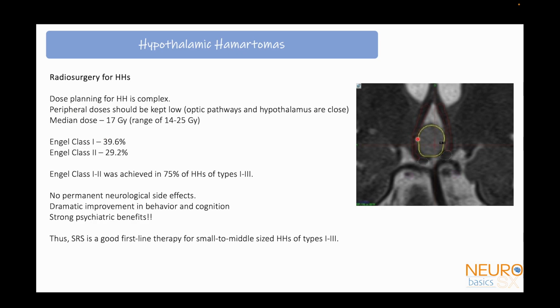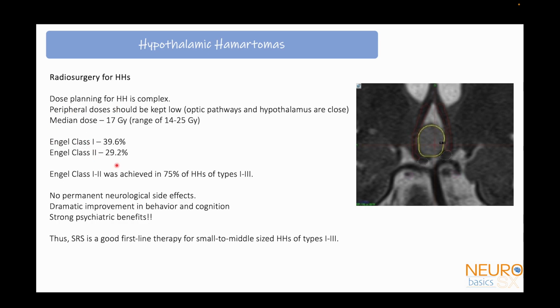Now, it is important to remember that these are near structures which are very fragile. So, there is the optic apparatus right there, and there's the hypothalamus right there. So dose planning for a hypothalamic hamartoma can be quite complex. The peripheral doses should be kept low. So usually the median dose to a hypothalamic hamartoma is 17 gray. We cannot go as high as 20 and 25 gray.